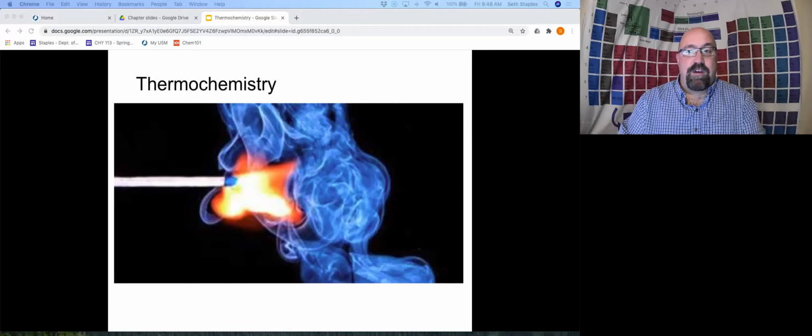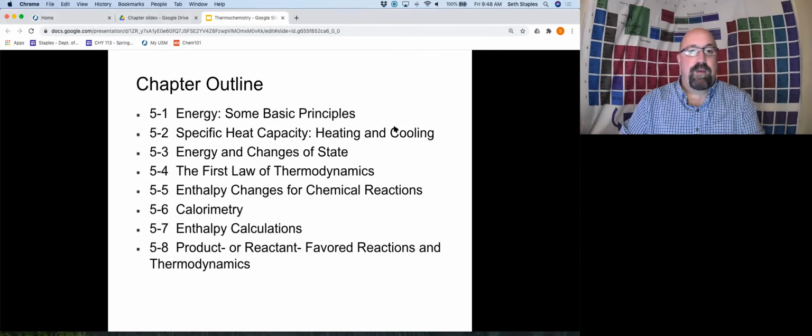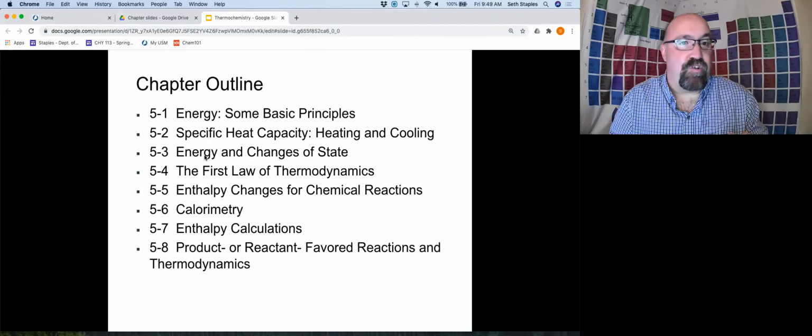And so when we take a look at our objectives here, we'll be looking at some very basics of energy. We'll be looking at something called specific heat capacity, the energy involved in heating or cooling a substance, and the energy involved with changes of state. Those first three objectives will pretty much make up what we talk about in this lecture.